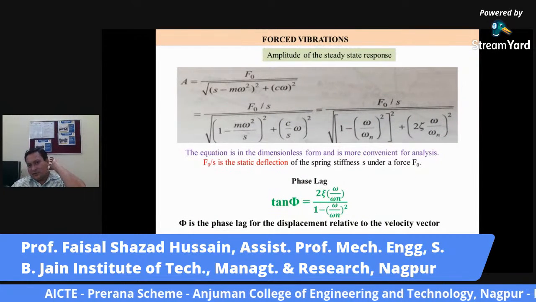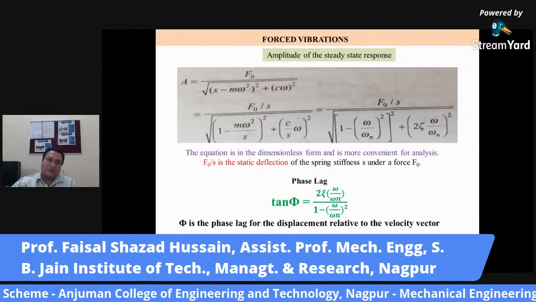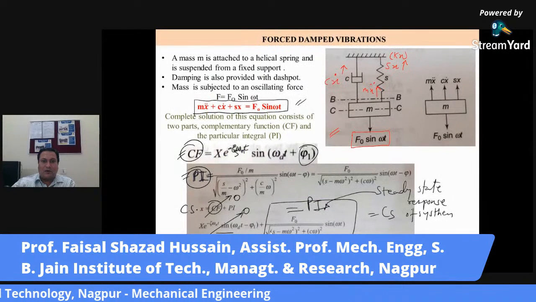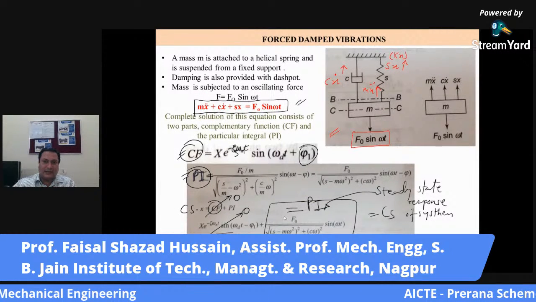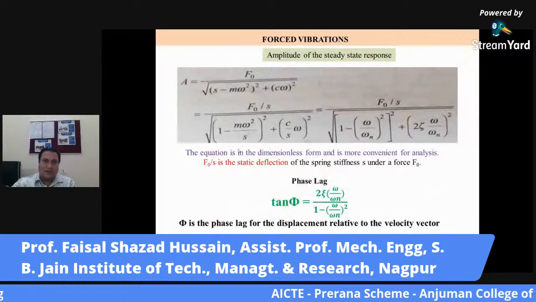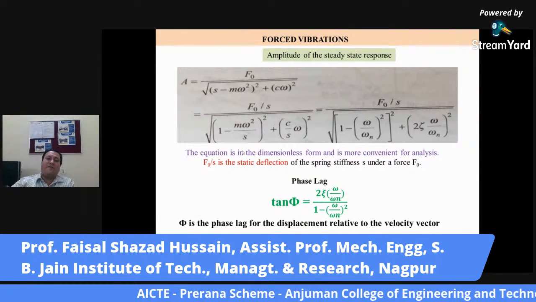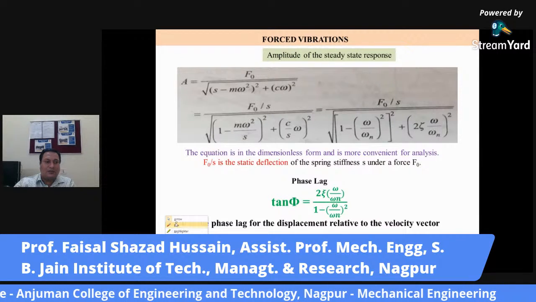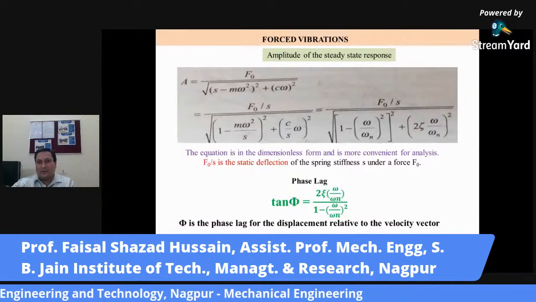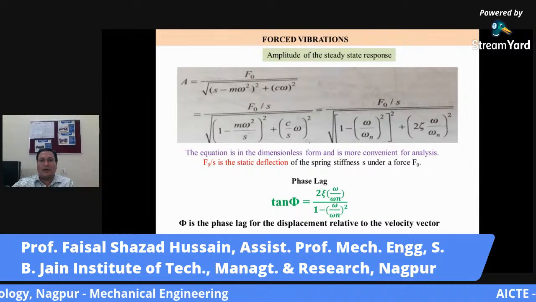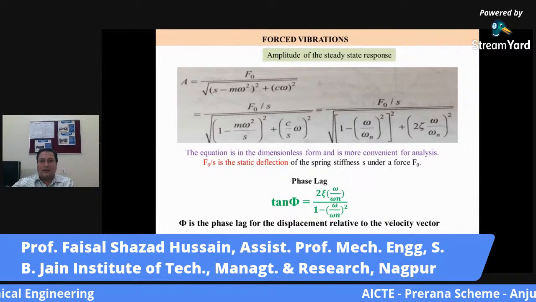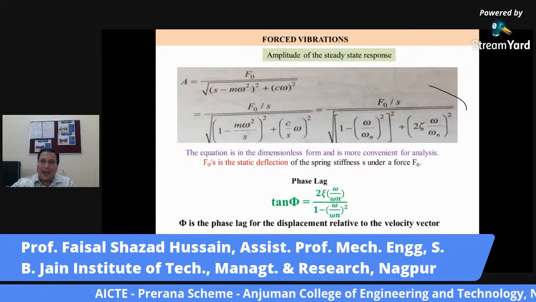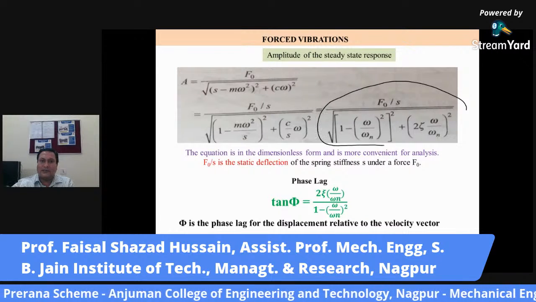Now, what is the amplitude of steady state response? Here, as we have seen, Fo upon, this is your particular integral, this is the steady state response equation. The same equation I have written here, and if I expand this equation, I will get that the amplitude of steady state response is Fo by S upon under root of 1 minus omega by omega n, the whole square, plus 2 zeta omega by omega n, the whole square, under root. So this is the amplitude of steady state response.